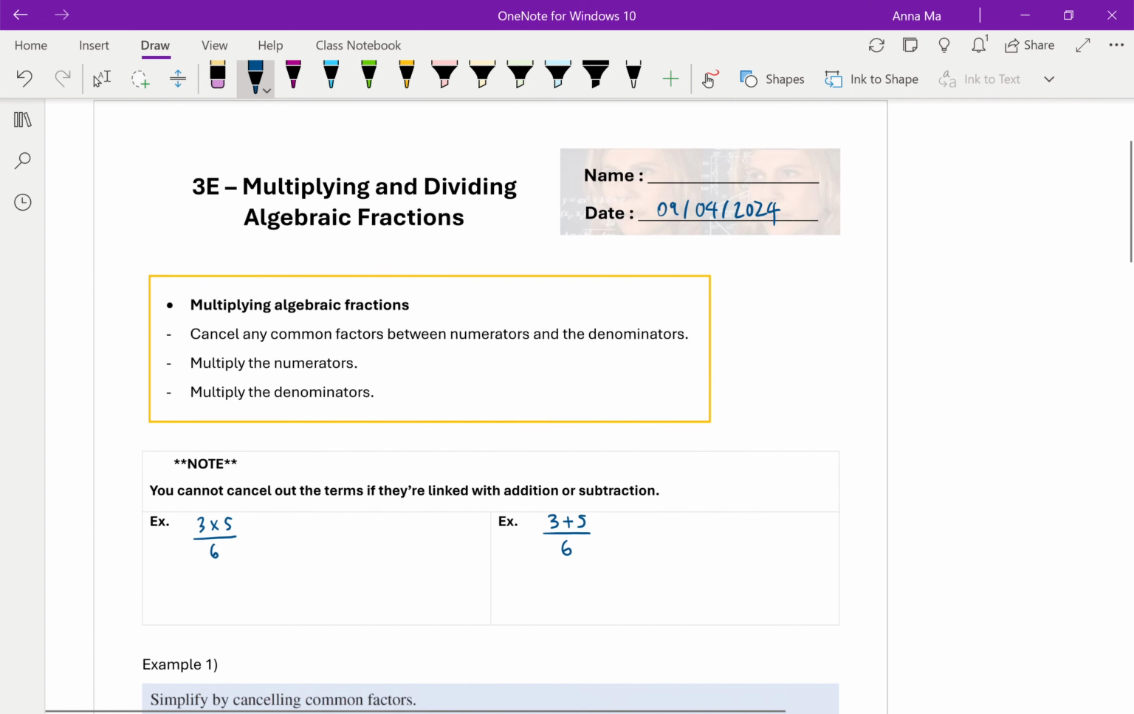Now first of all, copy down this yellow box. We're going to talk about multiplying and dividing algebraic fractions. So to multiply any two algebraic fractions, we first need to cancel any common factors between the numerator, the top expression, and the denominator, the bottom expression. And then we can go ahead and multiply the numerators together and then multiply the denominators together. It's important that you cancel out any common factors first because that will reduce down the numbers and it's going to make the second and the third step a lot easier.